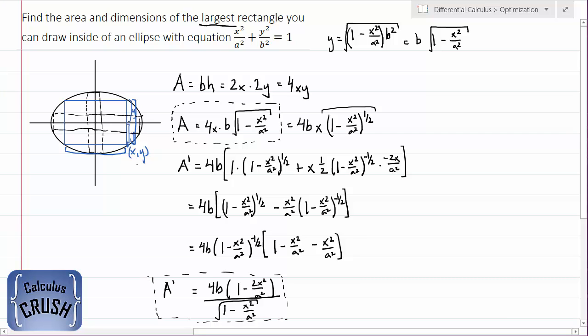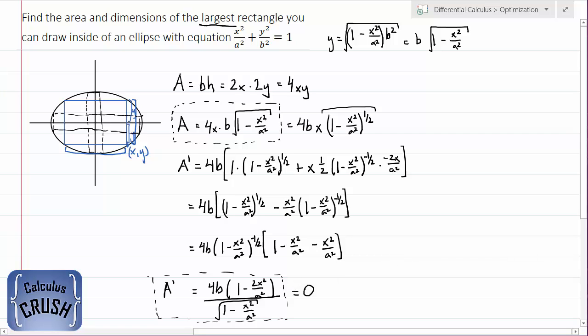Now that we have the derivative of the area, this is where the optimization comes into play. We want to set this equal to 0 and solve for x, and that will tell us at what x value we have a minimum or maximum area. We'll need to figure out if it's a minimum or maximum.